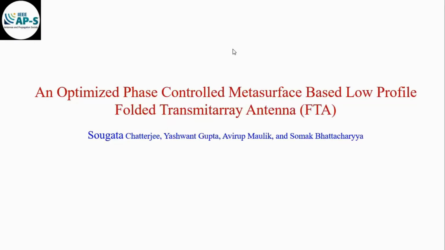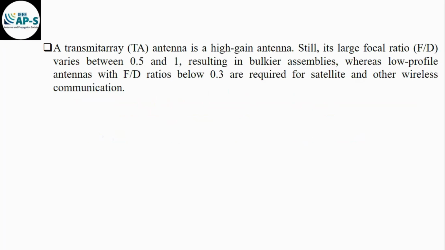An optimized phase control Metasurface-based low profile folded transmitter antenna. Now, a high gain transmitter antenna has a large focal ratio, resulting in a bulky assembly. Satellite and other wireless communication require low F by D ratios.